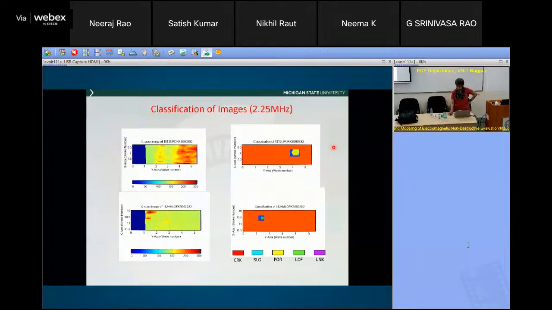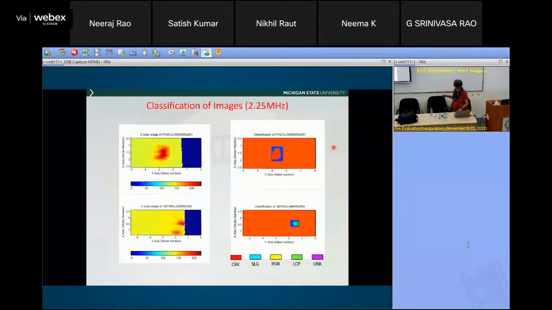Looking at this C-scan image, you can see that it's very difficult to determine anything from it. But using an automated signal analysis system, we could actually find what kind of defect this is. Yellow is porosity; it is color coded here. So this is porosity, and in this particular one, you do see the two indications there, and that's the slag.